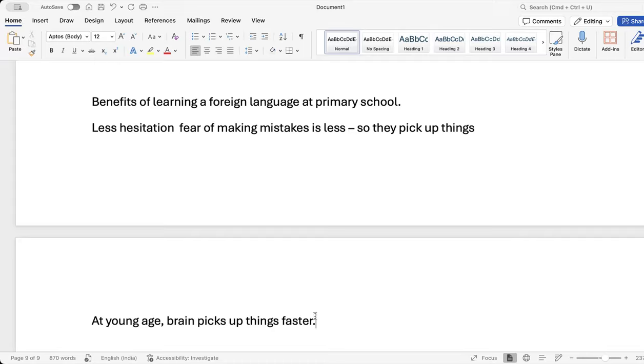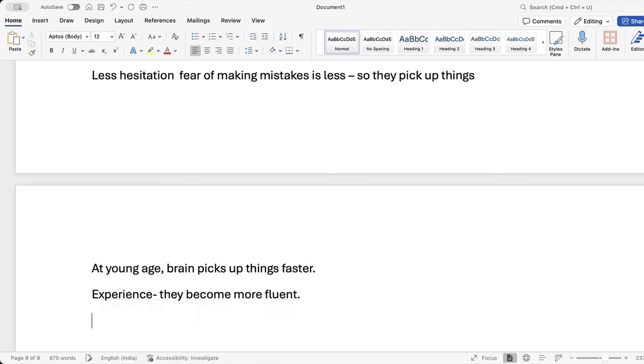Okay. And her point, we can also consider that if they learn early, they'll have more experience and they will become more fluent. So what Sapna said, we can also consider that they become more fluent. Any other point you can think of? Any other advantage of learning at primary school? Sir, actually, those who are at the primary level now, they are beginners. At that time, they are interested to learn anything very effectively as compared to the secondary level.